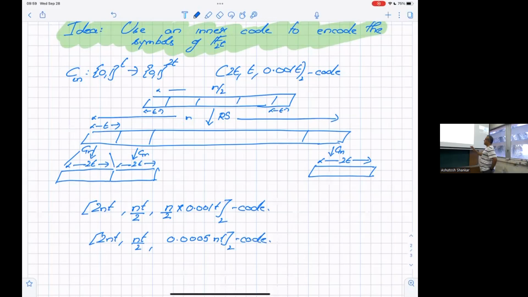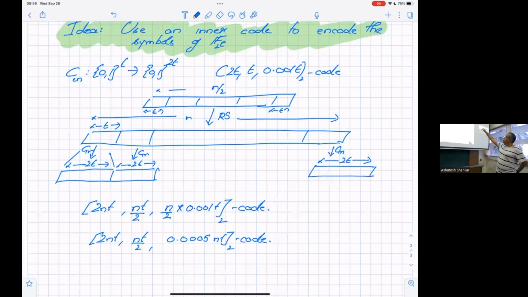So this code does have constant rate, constant distance. As Sridhar pointed out, it's actually weaker than that code. It has rate 1/4. Its rate is weaker than that code, its distance is weaker than that. But have we gained anything in this process? You have gained a larger block length. But what is the larger block length value?